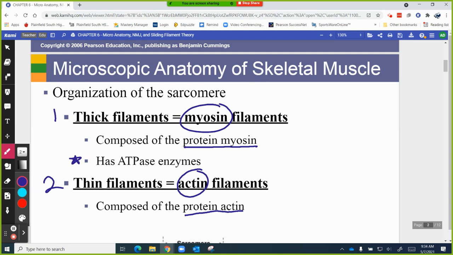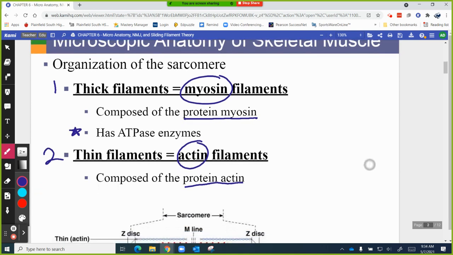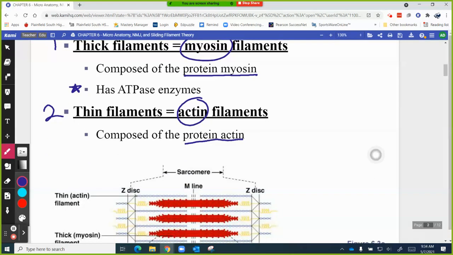All right, but those are your two basic filaments. If I scroll down here, you can see a little bit of them. Again, your thicker one here that's red is your myosin. And then this thinner one that we see here on the outside that's stacked, those are your actin filaments.